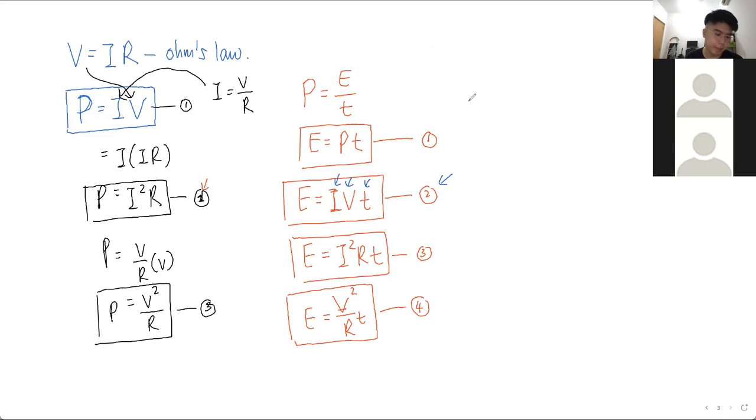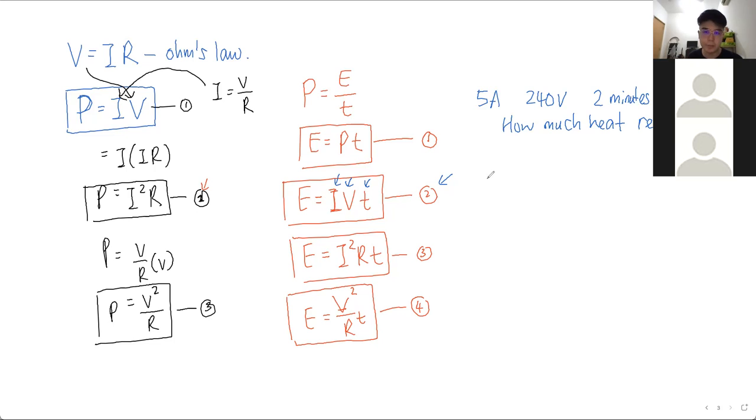Okay, so for example, a current of 5 ampere flows through an electric heater when it is connected to 240 volt. How much heat is released after 2 minutes? Okay, you connect the heater to 240 volt. It's like the home socket. You connect the heater, you turn it on, and there's a current of 5 ampere flowing, and then you allow it to operate for 2 minutes.